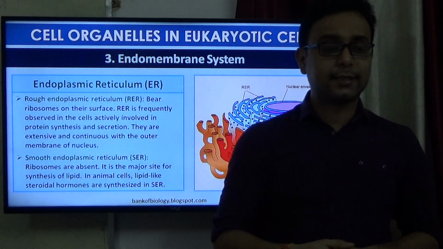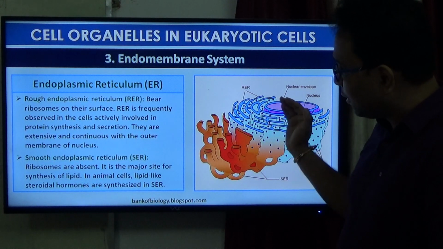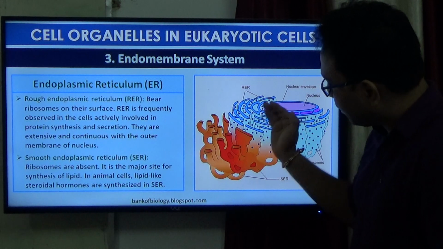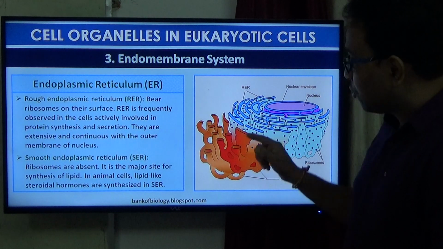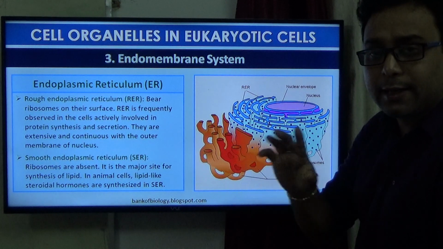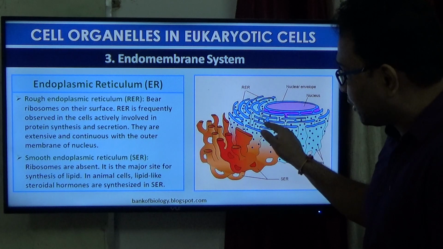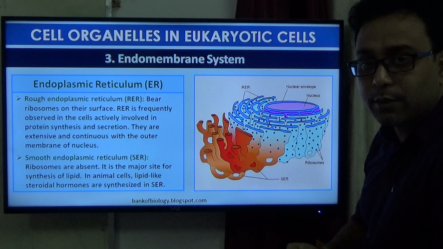Also important, they are extensive and continuous with the outer membrane of the nucleus. Very important question: from this outer membrane, the RER is developed, right? So which one is nearer to the nucleus, RER or SER? The RER is present on the nearby side compared to the smooth endoplasmic reticulum.